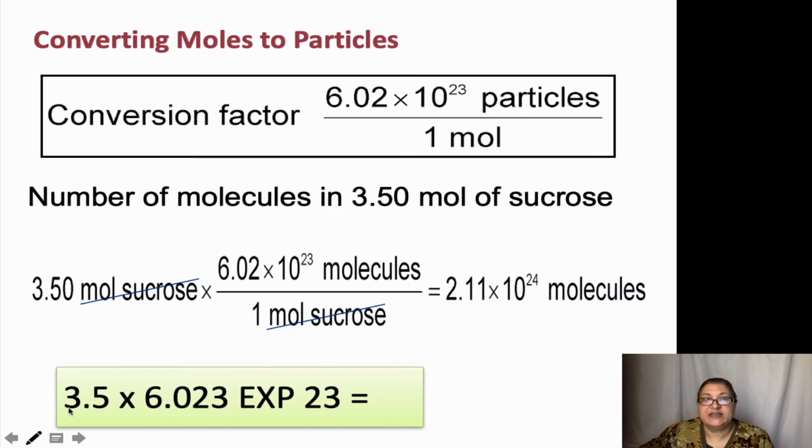So in this case, you put 3.5 times 6.02. Now, in your scientific calculator, you have to find the EE or EXP. You press that, and you put 23, equals. If you don't get this number, then ask me in class, and I'll go over it with you.